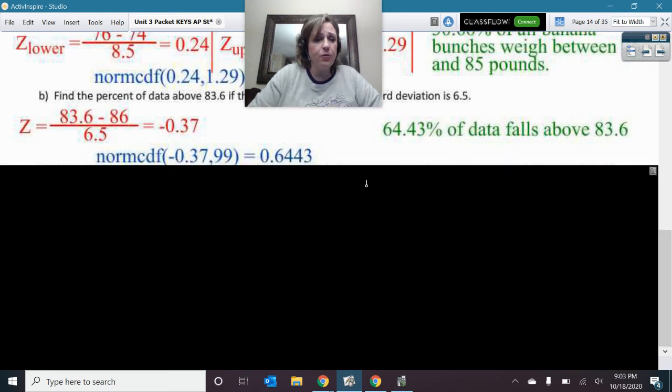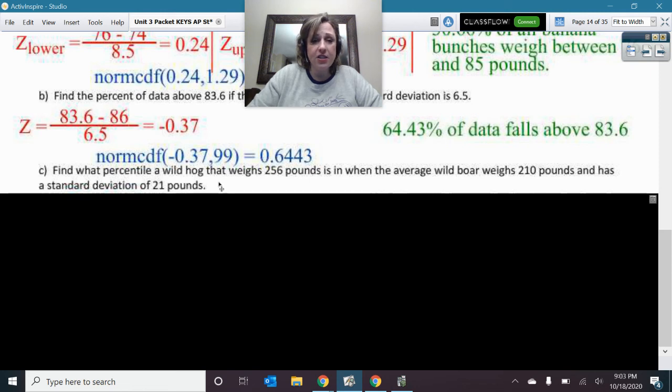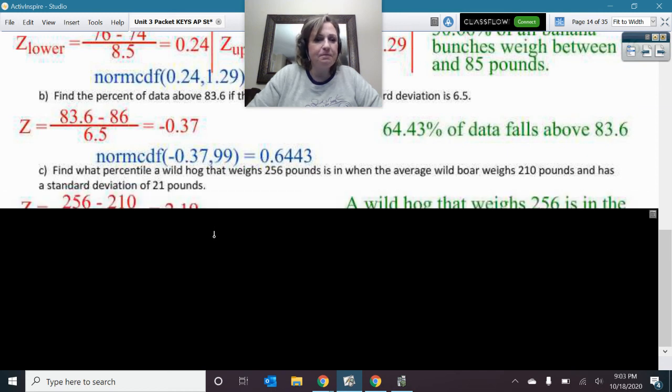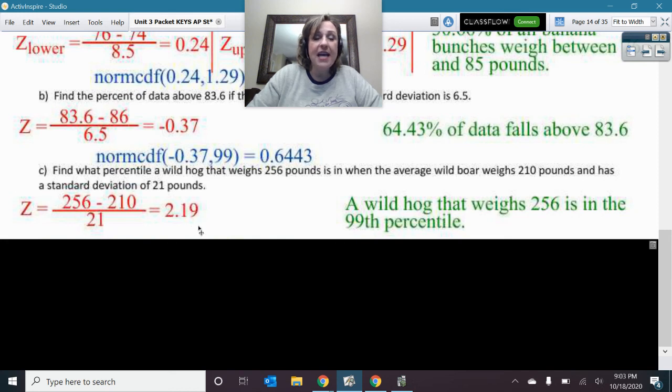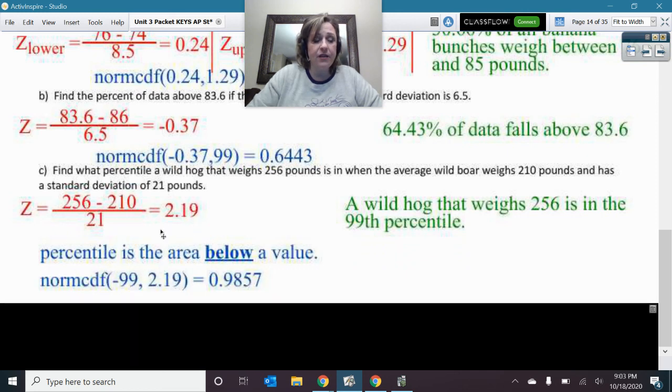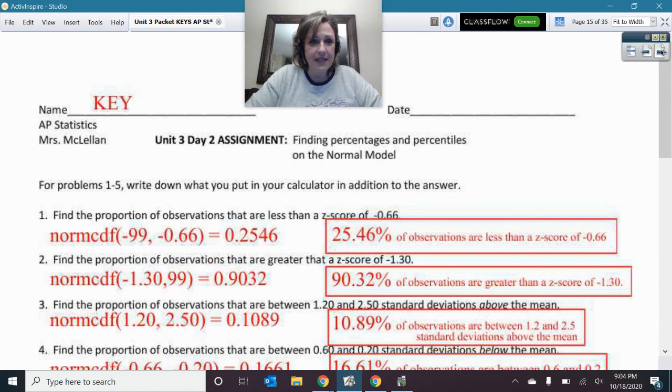And the last one, wild hogs. I actually did look up what the average and standard deviation were for the wild hogs. So this 256-pound hog is 2.19 standard deviations above the mean. So when I do norm CDF, I want that lower area because I asked what percentile that hog is in. So I need to find how much area is below 2.19 standard deviations above the mean. So I went negative infinity up to 2.19, 0.9857. So I rounded it and I said that wild hog that weighs 256 pounds is in the 99th percentile of weights for wild hogs.